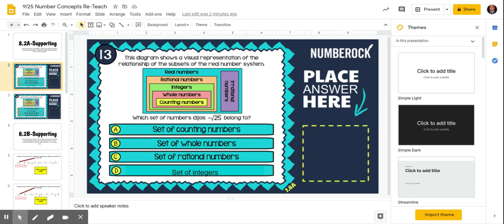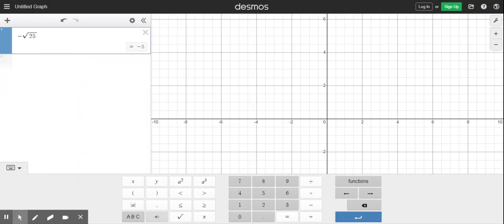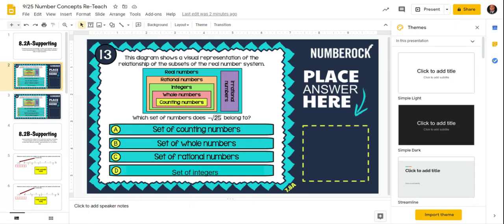Which set of numbers does negative square root of 25 belong to? To answer that, we're going to need to come over here to our decimals calculator, type it in, and you'll get negative 5. If you don't know how to type it in, I'll show you. Negative square root of 25 equals negative 5. So now I'm going to use that information over here to think about which set this would belong to.